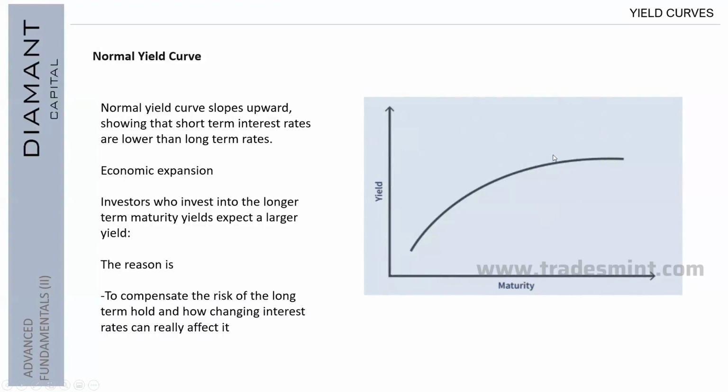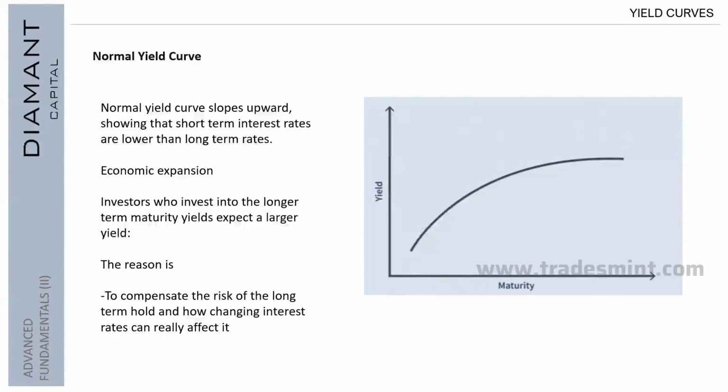Investors who invest in the longer-term maturities actually expect a larger yield, and that would make sense, right? The reason is because they want to be compensated for the risk of the long-term hold and how changing interest rates can really affect it. So as you can understand, over time, interest rates change, obviously with monetary policies and everything else. So the investors who are involved with the 30-year bond are more exposed in the market. Therefore, they want to be compensated in some way. Therefore, the yield is expected to be higher.